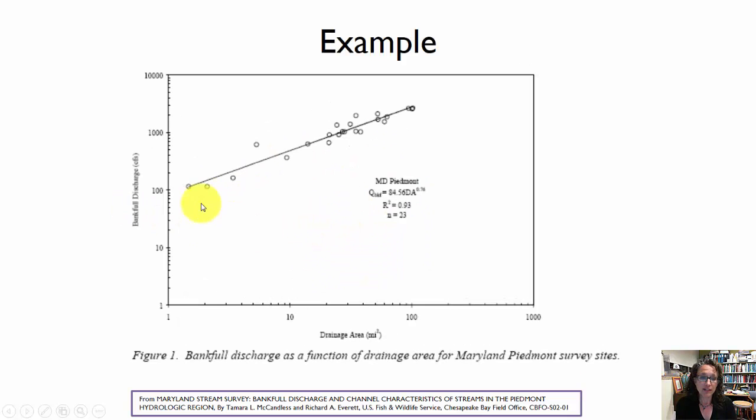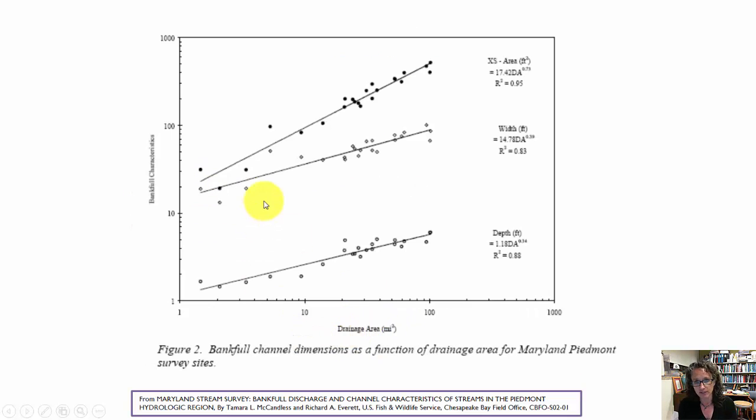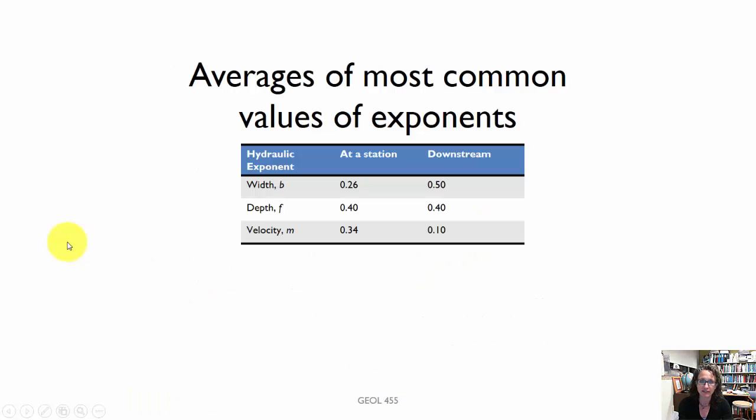So what we can do then is use drainage area as a surrogate for discharge. This is another way to get at a hydraulic geometry equation, where we take drainage area and regress it against our bankfull characteristics, in this case cross-sectional area, width, and depth. So estimating width as a function of the drainage area, estimating depth as a function of the drainage area. Just another way of getting at these hydraulic geometry equations.